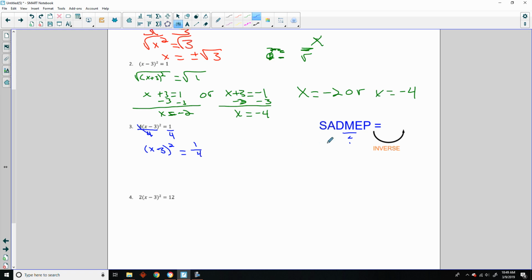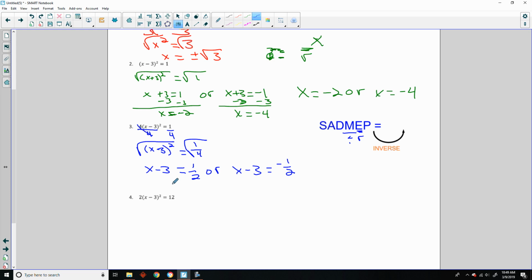Now I have an exponent, that's right here, and the inverse is the square root. So I will take the square root of both sides, and this will leave me with x minus 3 equals the square root of 1/4, which is 1/2, and it's positive 1/2 or negative 1/2. So I am going to write x minus 3 equals 1/2, or x minus 3 equals negative 1/2.